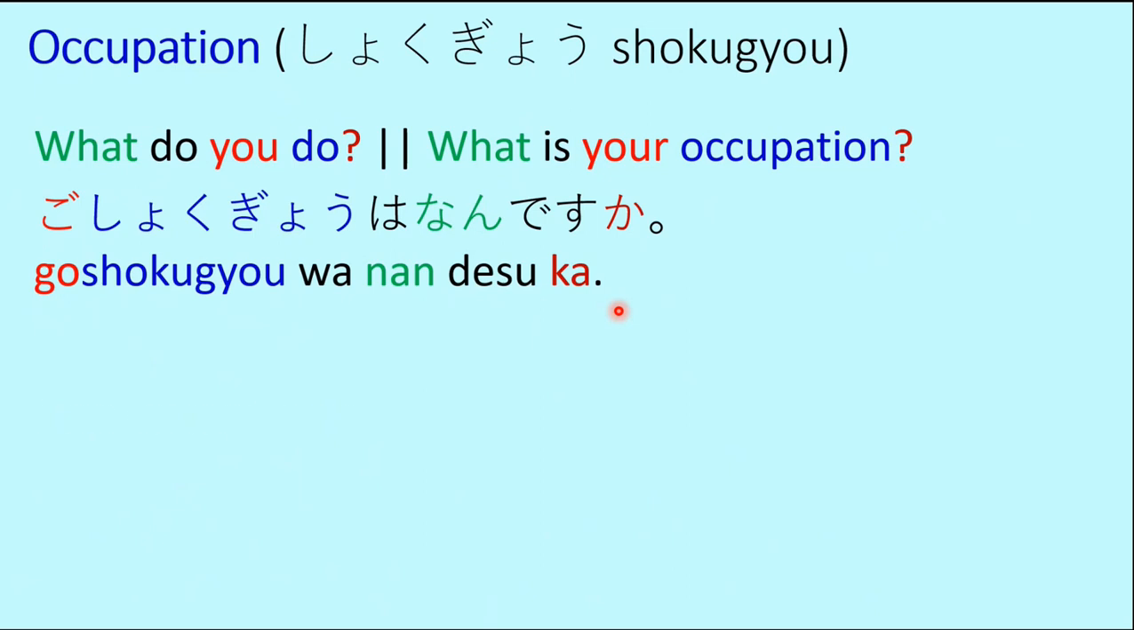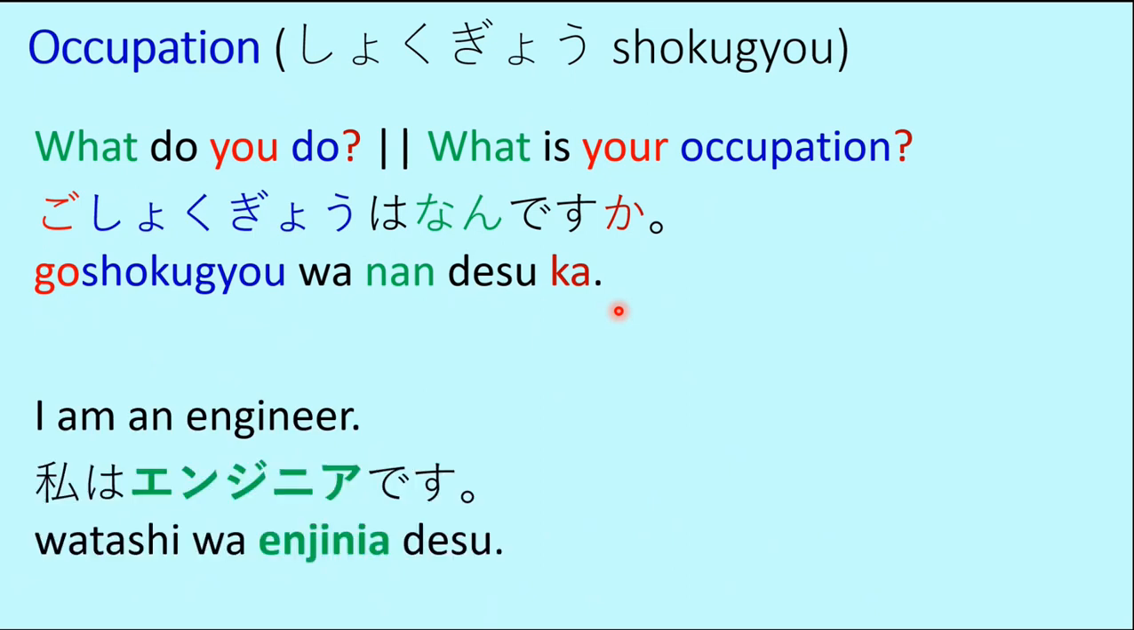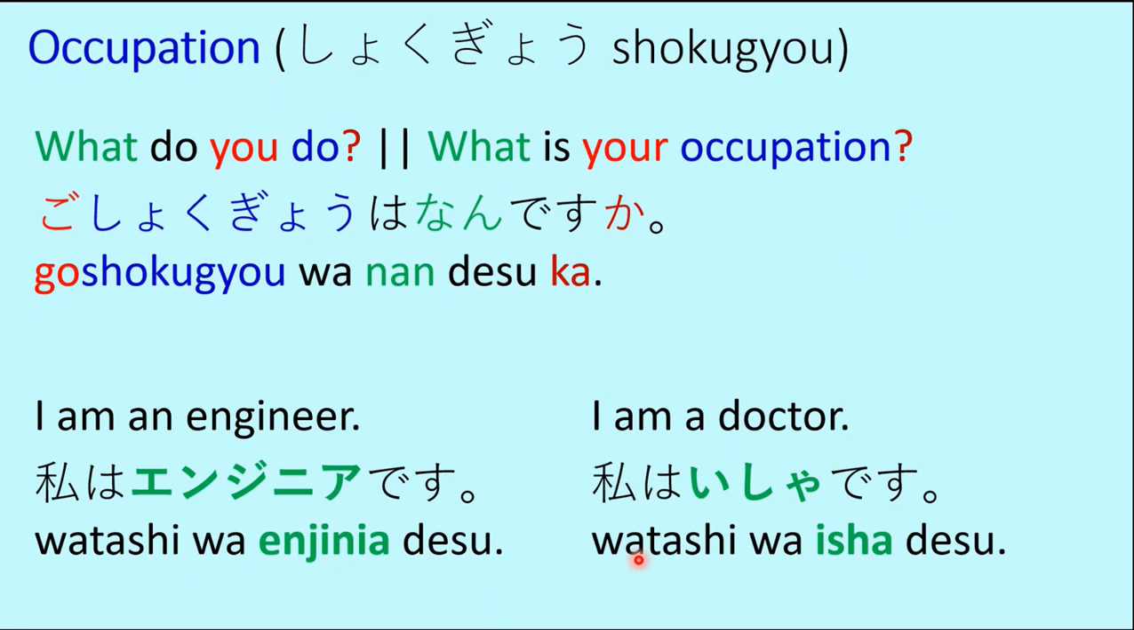So how do we answer that? I am an engineer. Watashi wa engineer desu. So this sentence structure, you are already aware because we have discussed this several times. And engineer comes from today's lesson, from the list of occupations that we just discussed. I am a doctor. Watashi wa isha desu. So the answer is familiar to you, but the question here is more important. Go shokugyo wa nan desu ka? What is your occupation?